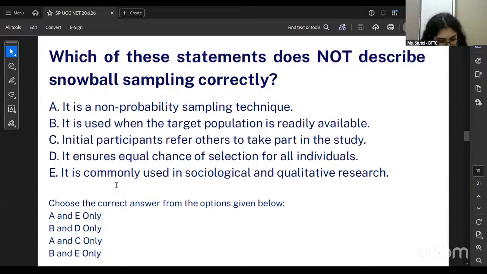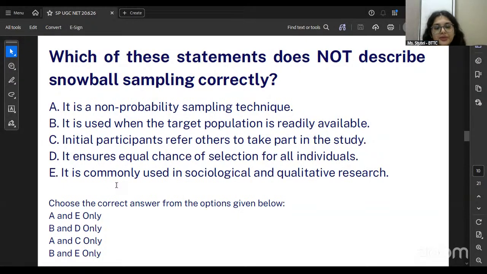Now we go to the last question for this particular topic, research methodology. Which of the following statements does not describe snowball sampling correctly? Before I move to how I solved this question, I noticed in even the previous questions, or in the different books that are there on NET preparation, that there are many questions like which of these statements do describe XYZ or which of these statements do not describe XYZ.